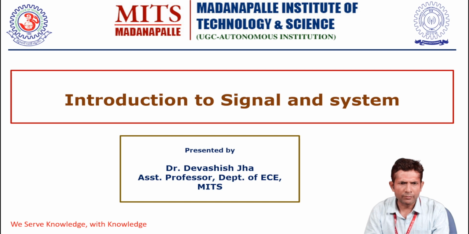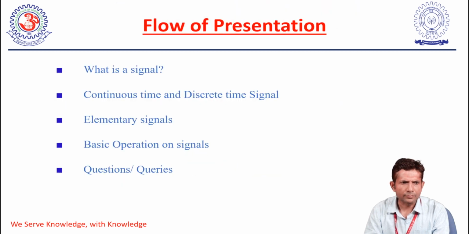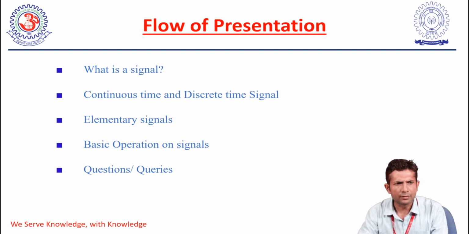And in this, we will be discussing these topics. First of all, we will see what is a signal. After this, what is a continuous time signal and what is a discrete time signal. Next, how many types of elementary signals are there, what are those, we will learn that. After this, we will study the basic operations on signals. What are some of the basic operations that we will study, and in the last, if you have any queries, you can ask me.